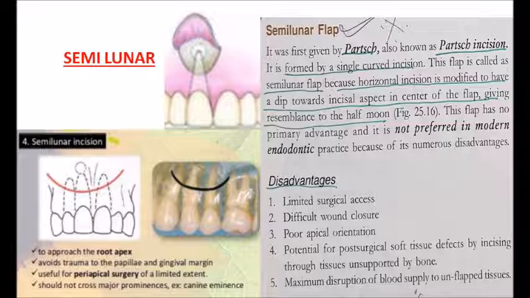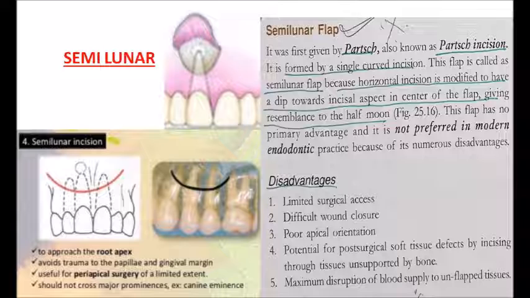Next, about limited thickness flaps, one is the semilunar flap. In the picture you can see the semilunar flap which is reflected in the first picture. Below are two pictures showing a diagrammatic representation, in the first one of which there is a red arc-shaped line. That is the shape of the flap. It is used to approach the root apex, to avoid trauma to the papillae and gingival margin, useful for periapical surgery of limited extent, and should not cross major prominences like the canine eminence. In those cases, this semilunar incision is preferred.